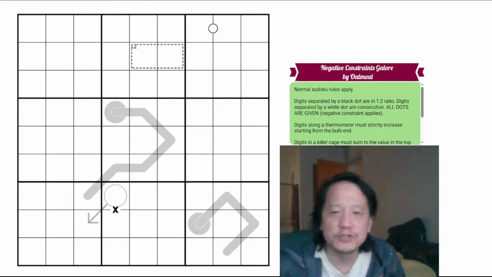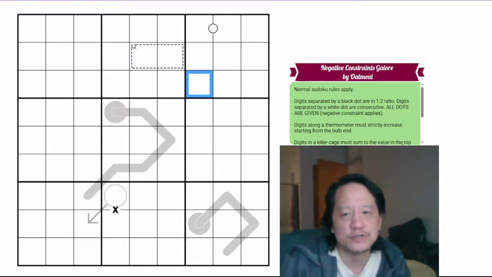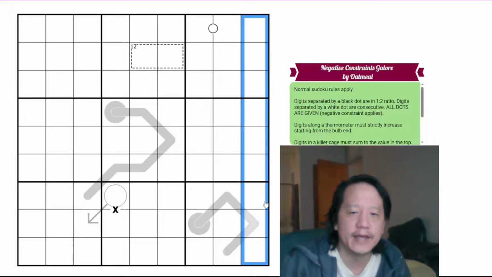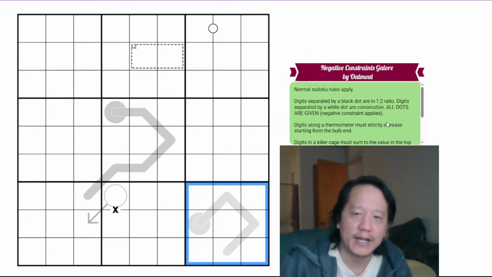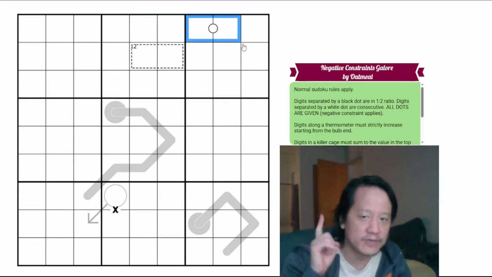Normal Sudoku rules apply, which means in every cell in the grid, place a single digit from 1 through 9 such that every row, column, and designated 9-cell region contains the digits 1 through 9 exactly once each. Digits separated by a black dot are in a 1 to 2 ratio, and digits separated by a white dot are consecutive. All dots are given. So that means the negative constraint applies.